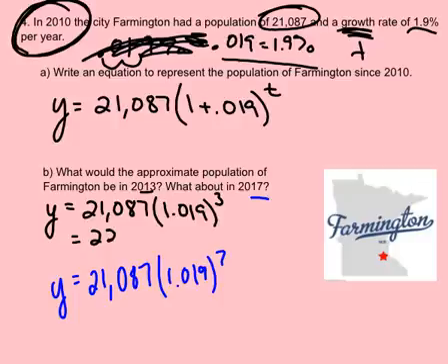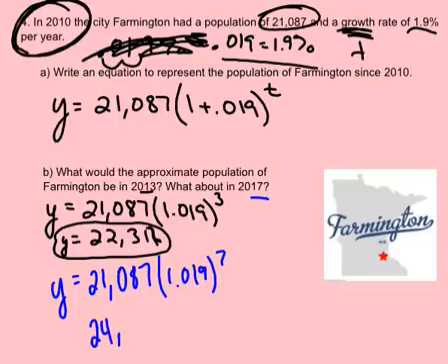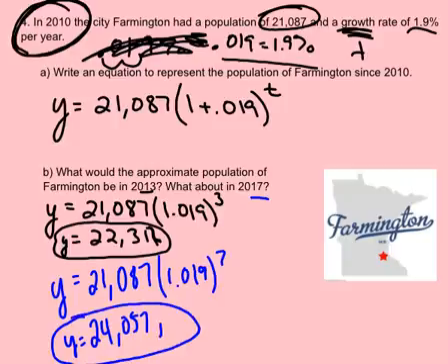So for this one, I just get 22,311.312. There's a whole person there. So y equals. And then when you do the next one, after 3 years it doesn't really grow, but after 7 years, we're thinking like 24,057 people. So then you can write people here, and in Farmington, 24,057 people in Farmington on such and such date.